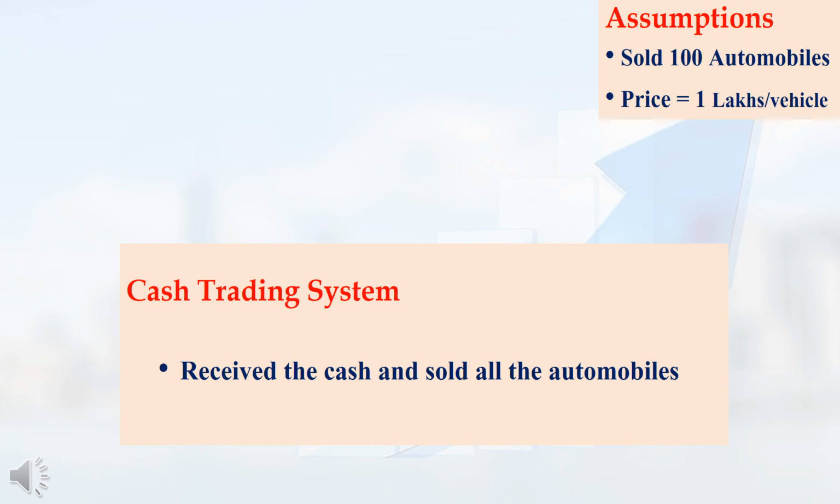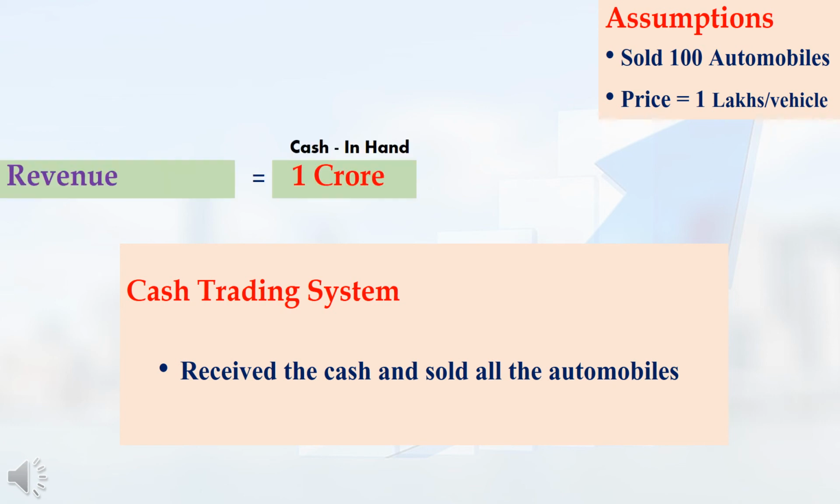If I sell all those 100 automobiles after collecting the full cash from the customers, then that is called the cash trading system. In this cash trading system, first I collect the cash and only then I give the automobiles. I sold 100 automobiles, so 100 automobiles into 1 lakh rupees, 1 crore rupees will come. That is, if I follow the cash trading system, then in my hand 1 crore rupees will be available.